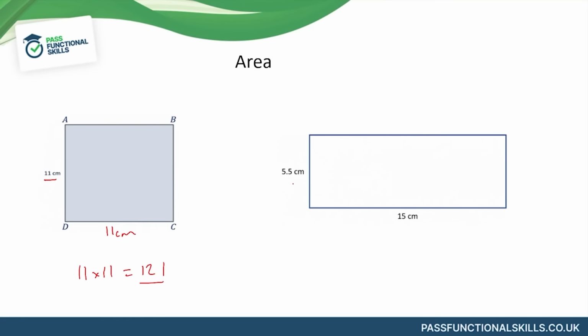Exactly the same for a rectangle. It's one dimension multiplied by the other, or the length times the width. So 5.5 multiplied by 15, and 5.5 times 15 is 82.5.